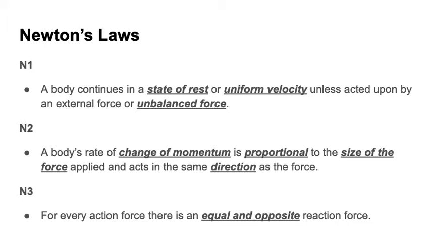With Newton 1, it's important that we know how it applies to an object at rest and also an object in uniform velocity. And they change because of an unbalanced force. We'll talk about unbalanced force a little bit later. With Newton 2, we look at the change of momentum, so not speed or distance. It is actually change of momentum, and the size of that is proportional to the force that's applied. And we can't be forgetting the direction element to it. And Newton 3 with the equal and opposite forces.